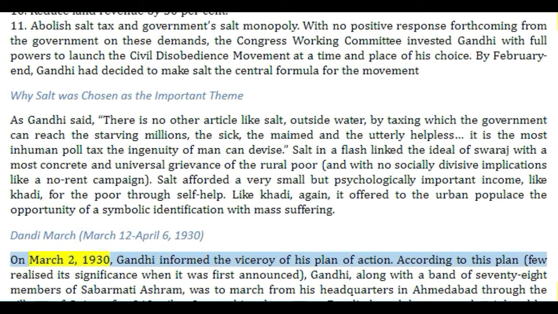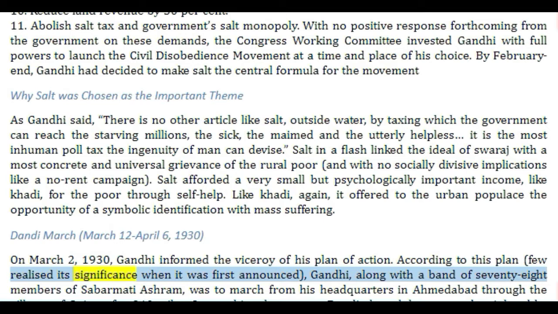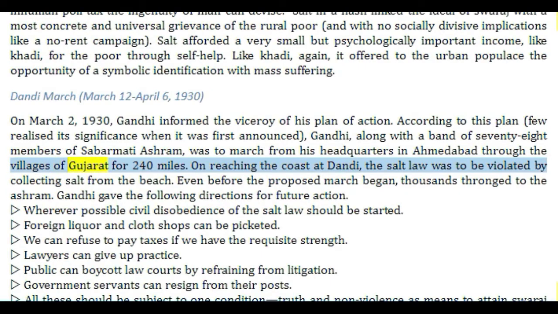On 2nd March 1930, Gandhi informed the Viceroy of his plan of action. According to this plan, few realized its significance when it was first announced. Gandhi, along with a band of 78 members of Sabarmati Ashram, was to march from his headquarters in Ahmedabad through the villages of Gujarat for 240 miles. On reaching the coast at Dandi, the salt law was to be violated by collecting salt from the beach.